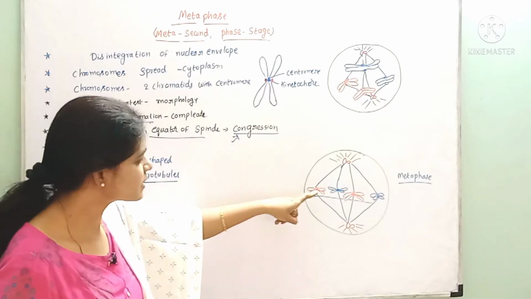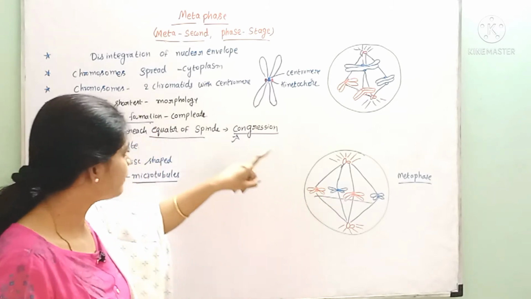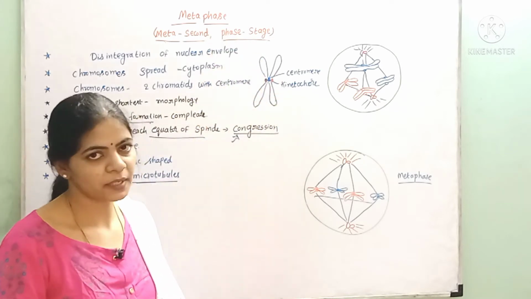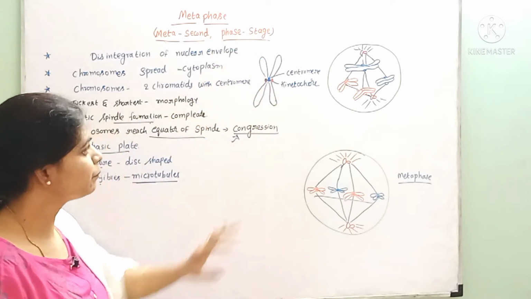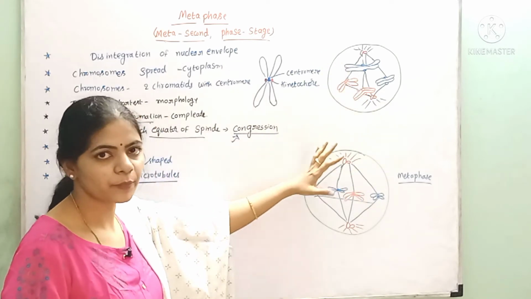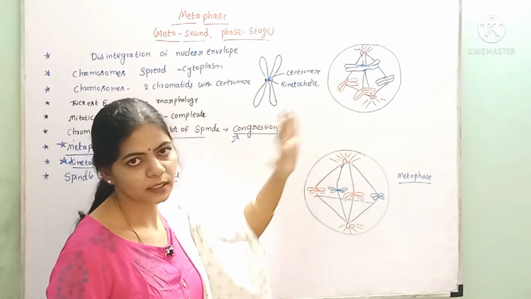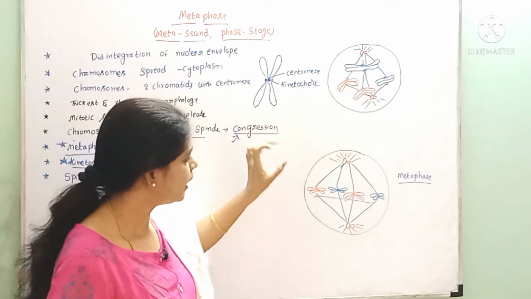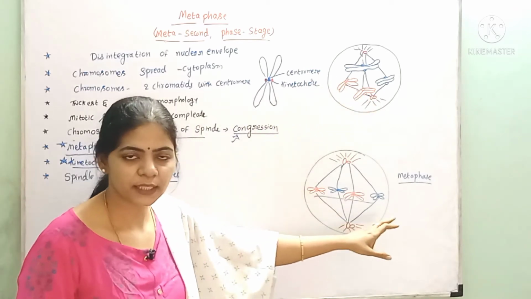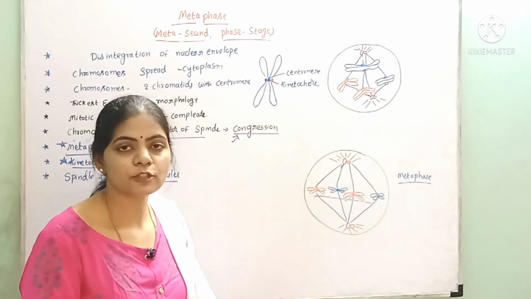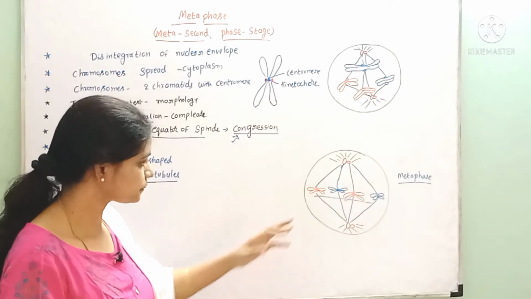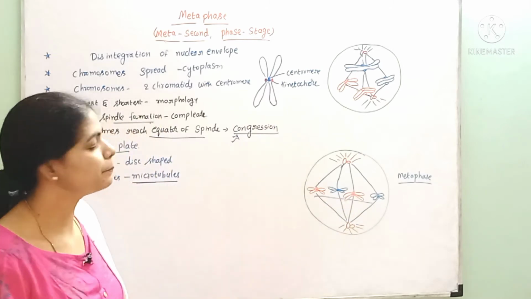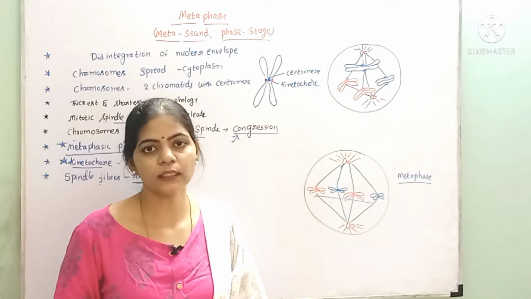These spindle fibers were attached to the chromosomes by means of the kinetochore. These are the features seen in the metaphase. What are the features we have studied? Complete disintegration of the nuclear membrane occurs. The chromosomes spread in the cytoplasm and the mitotic spindle fibers form, and the chromosomes align themselves at the center, at the equator of the spindle fiber, and form the metaphasic plate. These are the important features we'll study in the metaphase.